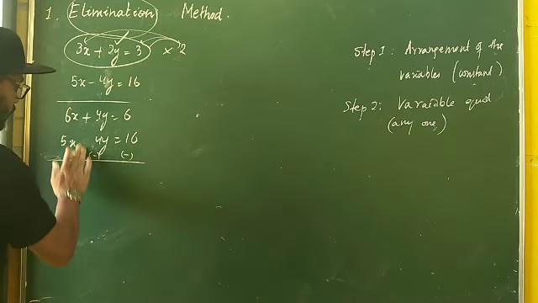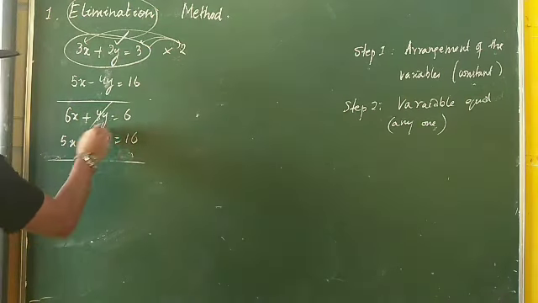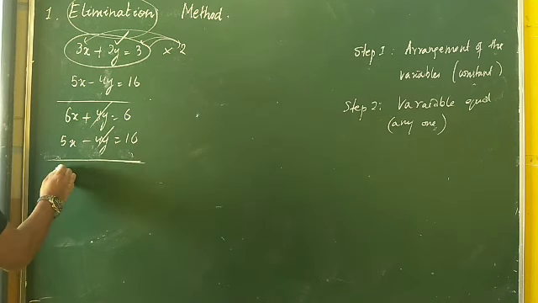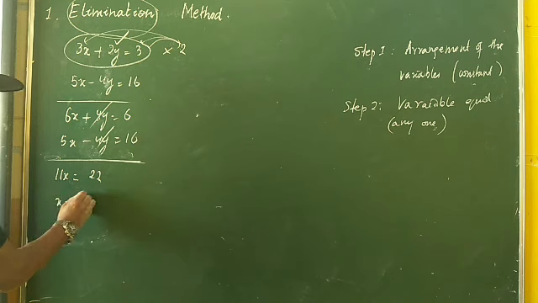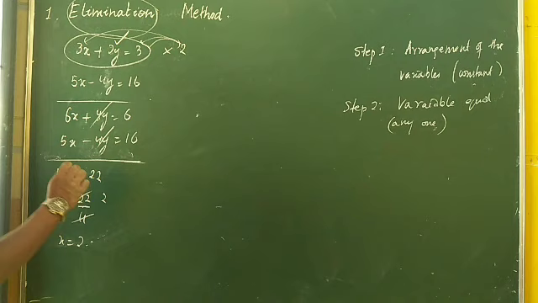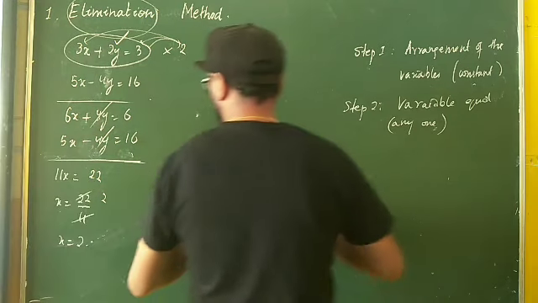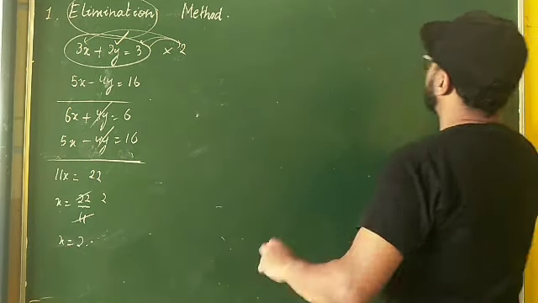Alright? But here we don't have a problem. So here is minus, so minus and minus will get cancelled. So this is 11x is equals to 22. So x is equals to 22 by 11. So 11 twos are 22, so x is equals to 2. Alright? Now, how will you find the value of y?